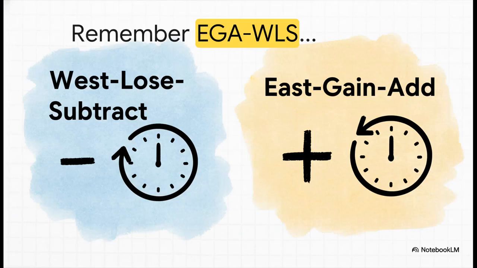And to make that last step super simple and completely foolproof, there's a handy little mnemonic, EGWLS. If the place is to the east, you gain time, so you add. If it's to the west, you lose time, so you subtract. It's a really effective way to remember.